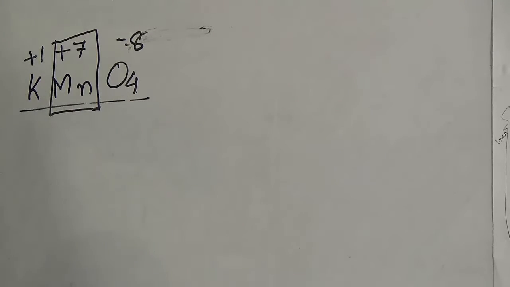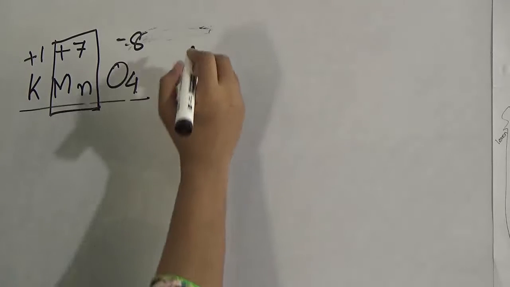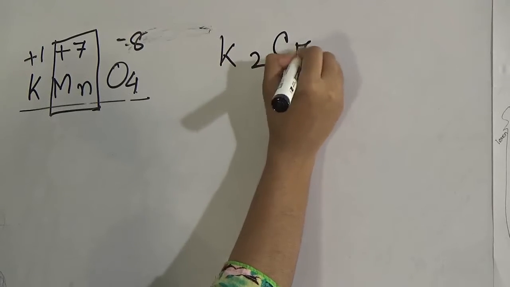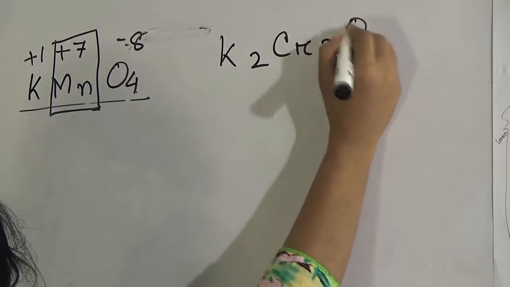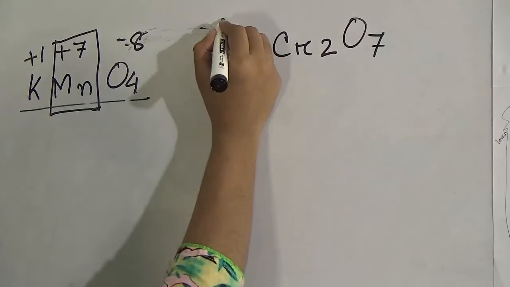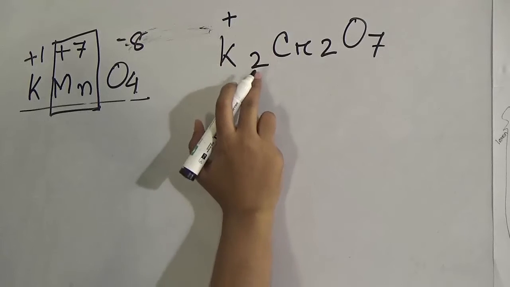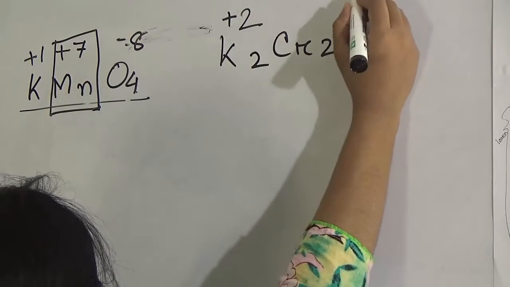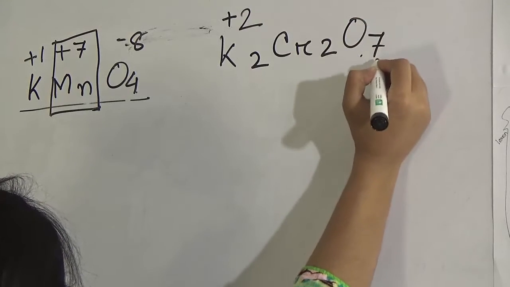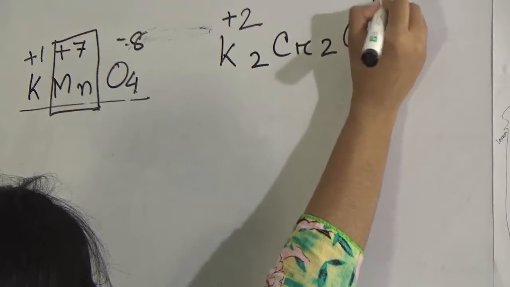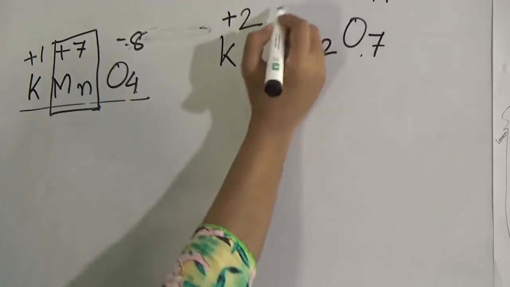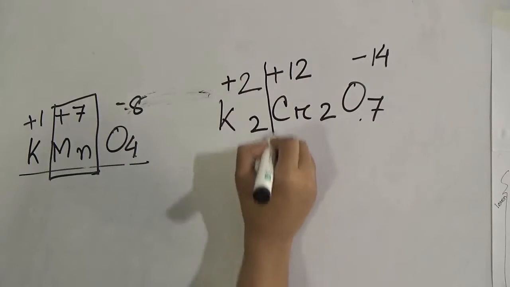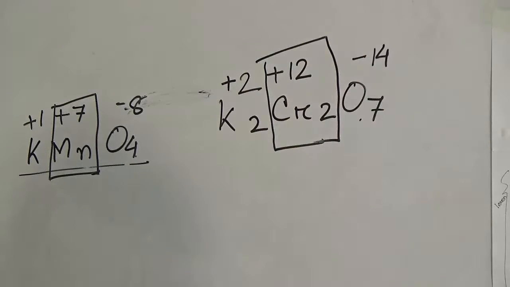Now come to the next one, potassium dichromate. Again potassium is +1, multiplied by 2 it will be +2, and oxygen's oxidation number is -2, multiplied by 7 it will be -14. To make it 0, we have to write here +12, so chromium's oxidation number is +12.